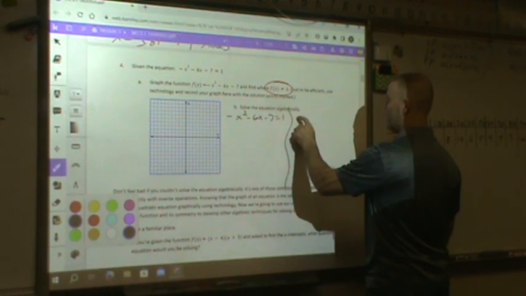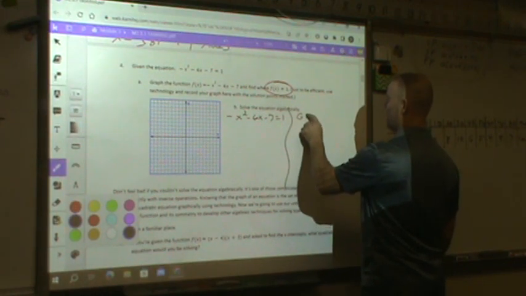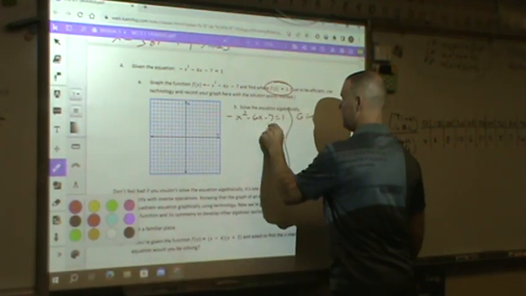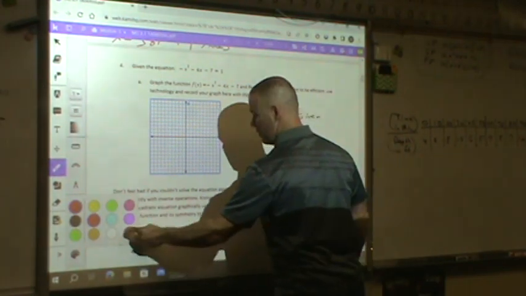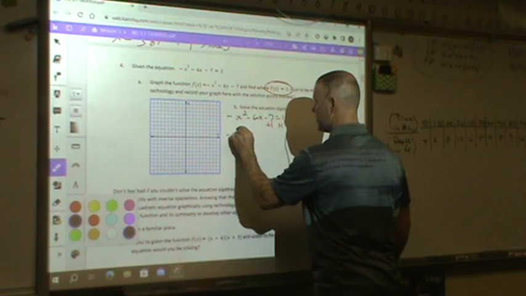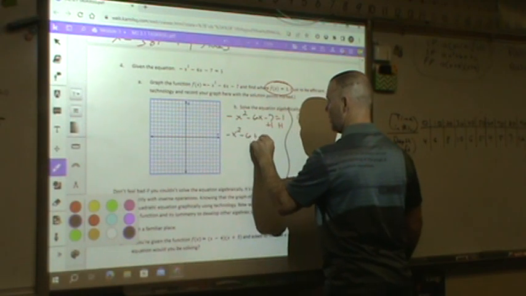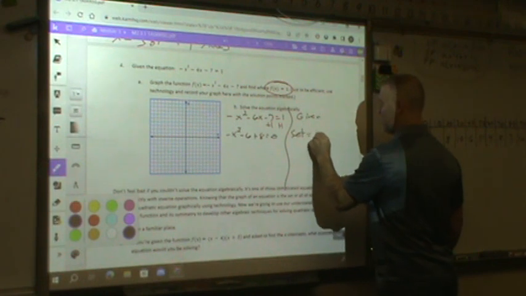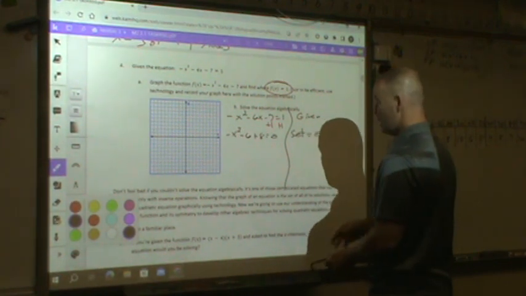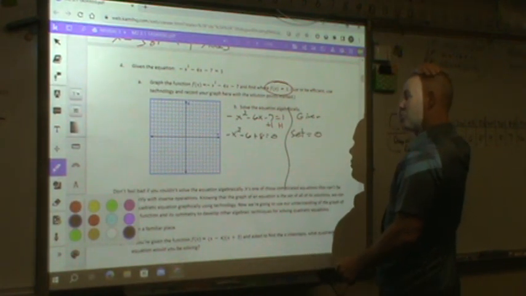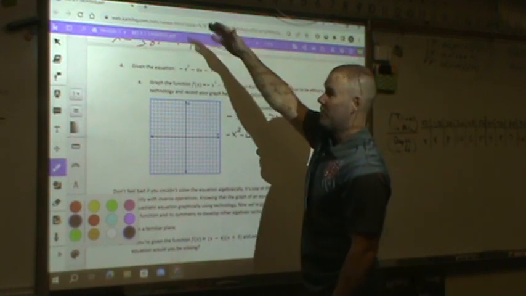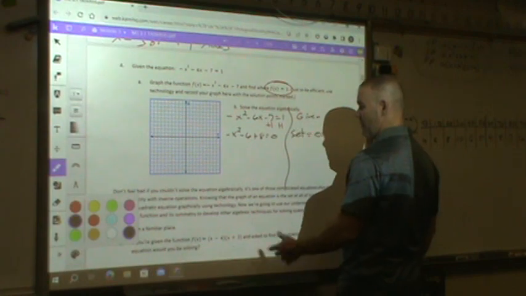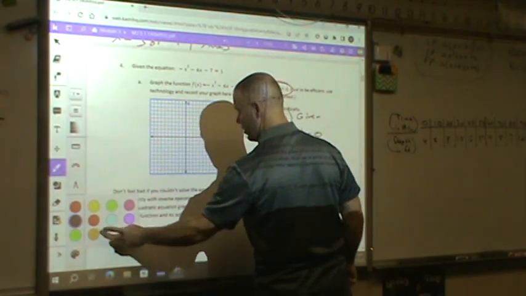The first thing I did was add 1 to both sides. All right? So by adding 1, I get minus x squared minus 6x plus 8 equals 0. I'm setting it equal to 0. I can't solve it algebraically the same way I solved the previous one. I've got to do this differently because I can't use inverse operations to solve this one. This is what makes this one so complicated.